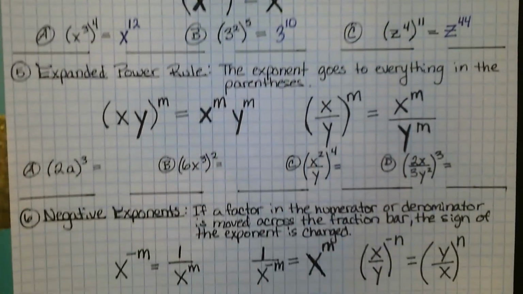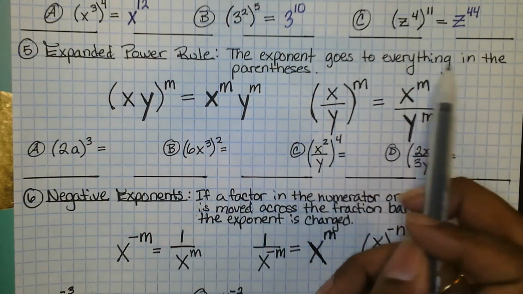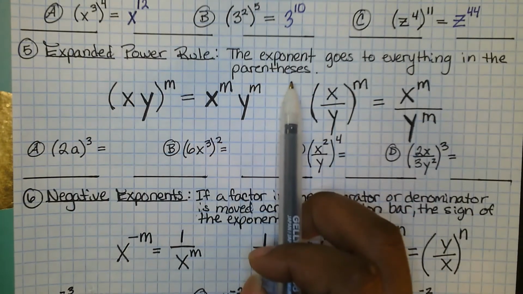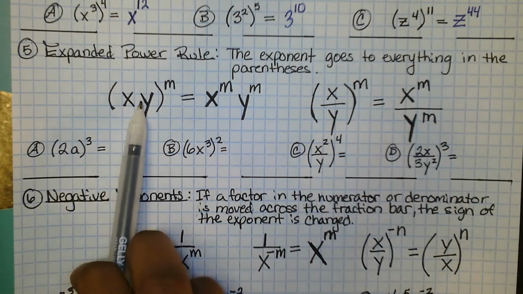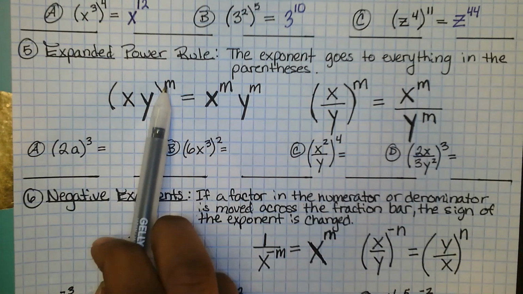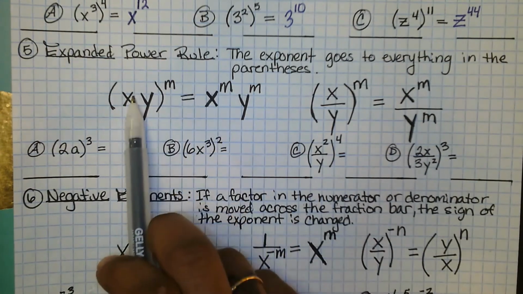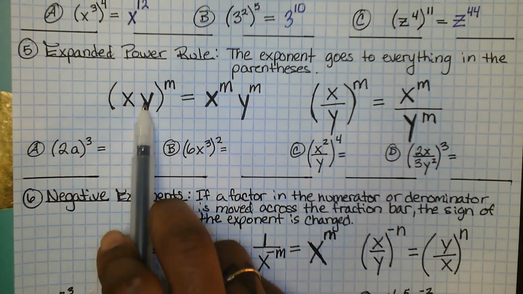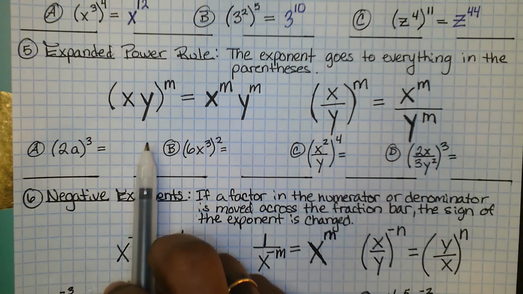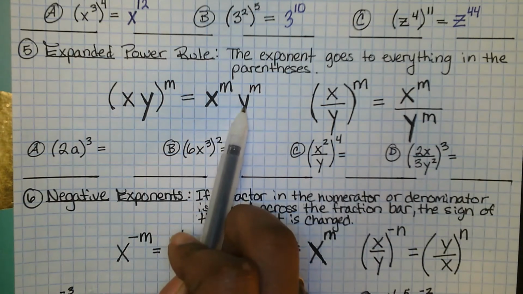The next rule we're going to discuss is the expanded power rule, meaning the exponent goes to everything in the parentheses. So we have two examples here. Say we have two bases, some number x, some number y, and we raise it to the m power. We can then expand this by giving the exponent to each factor in the parentheses. Each one of these is called a factor. So as a result, it'll be x raised to the m power times y raised to the m power.